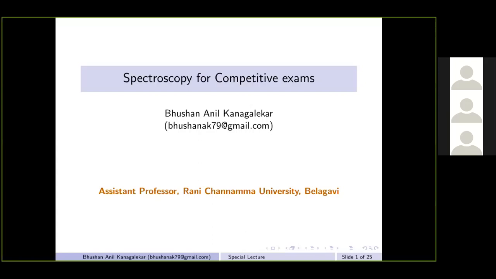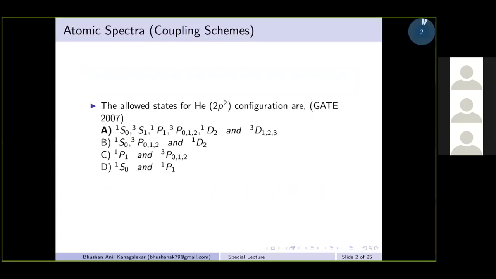First of weekly, or then we can cover the other topics later. So I will start with the atomic spectra problem today.